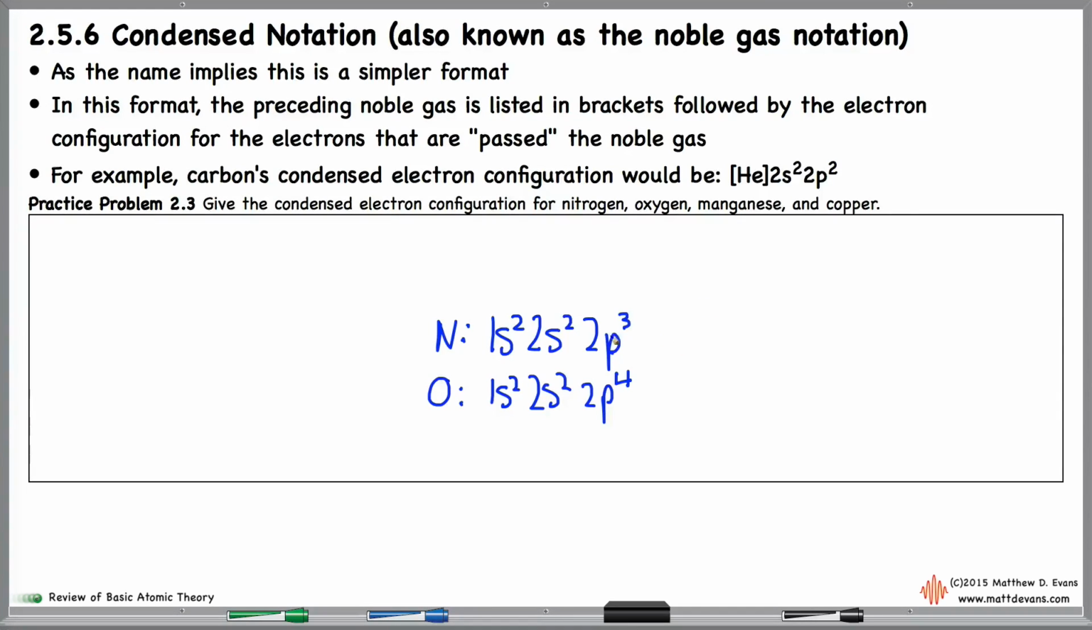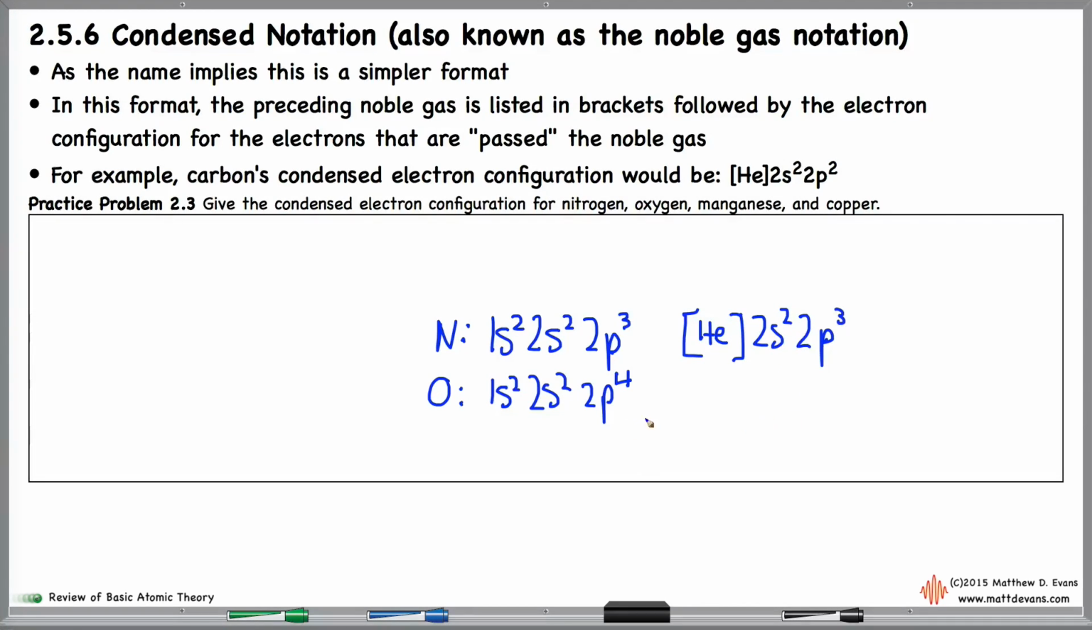So what we do in this method is we determine the preceding noble gas, which, again, I don't have the periodic table in front of me. I should have brought that online in front of myself before I started this, but I believe it's helium. And helium is the preceding noble gas, so we write it in brackets, which also means that we don't have to worry about any of the electron configuration up through helium. All we have to worry about is the electrons past helium, and that would be the 2s2 and 2p3.